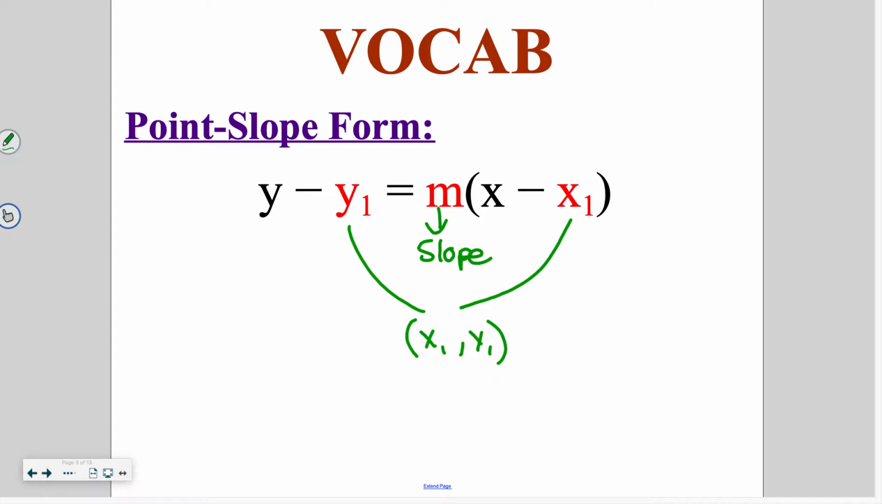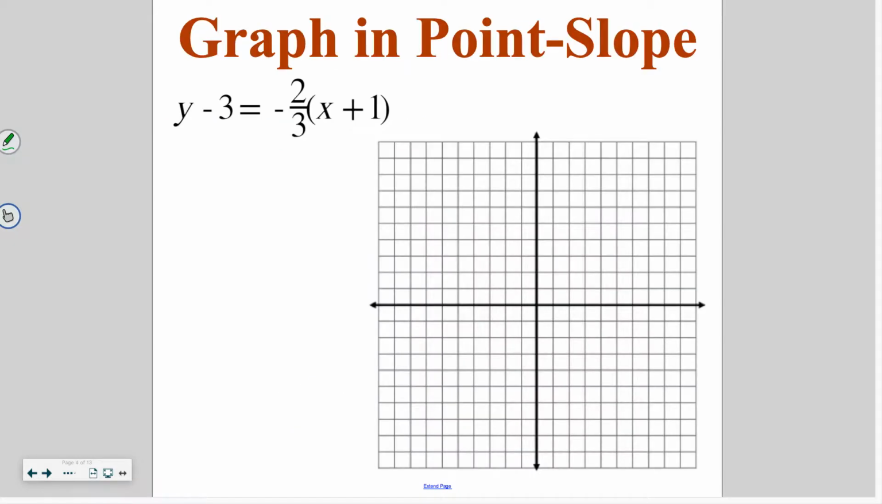So when you have a completed equation, it would look something like y minus 7 is equal to 1/2 times x minus 3. Something like that. So there's an x and a y in the equation. The y1, the m, and the x1 are all going to get replaced by values. So first we're going to talk about how we can graph in point-slope form.